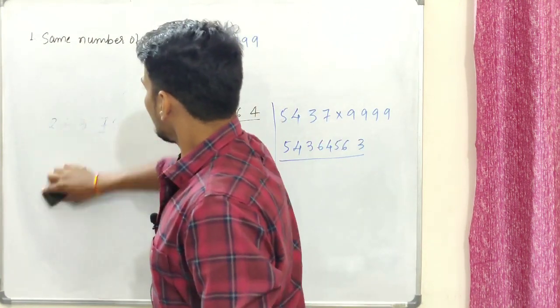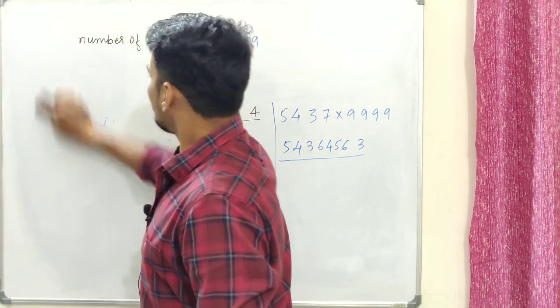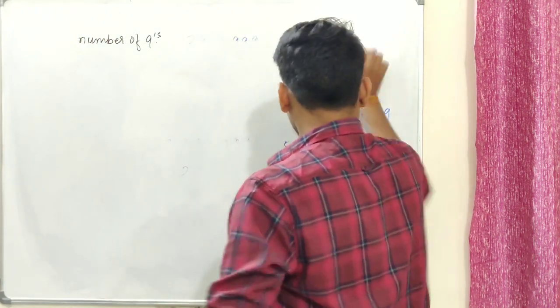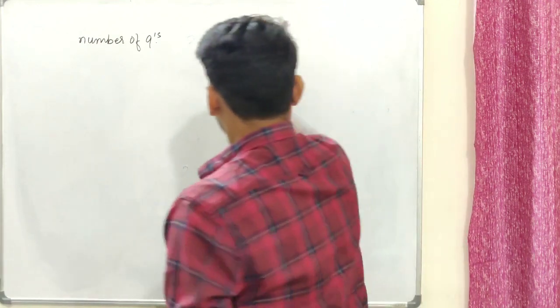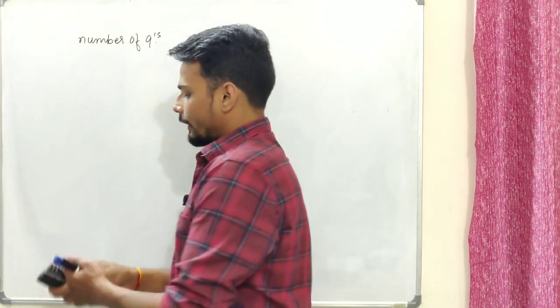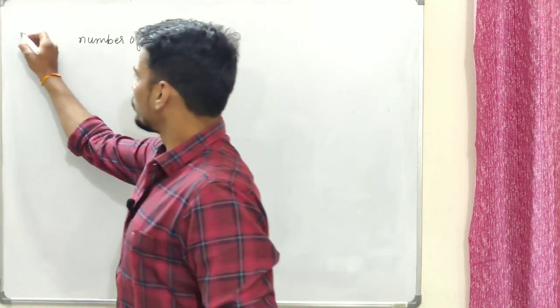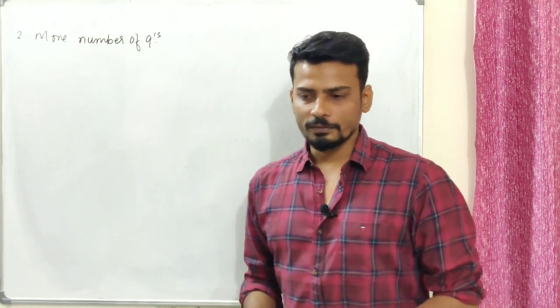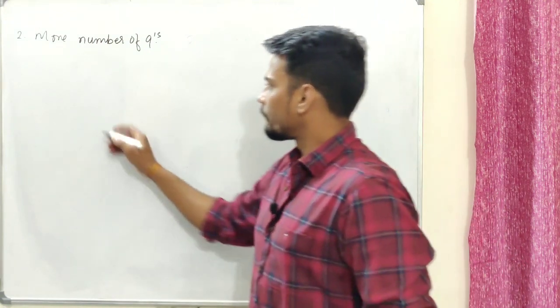So here the second part is more number of 9s. Okay, let me just quickly erase this. So yeah, all right then. Okay, so the second type is type number 2, more number of 9s, when we have more 9s in the number of calculations. So let us have an example.